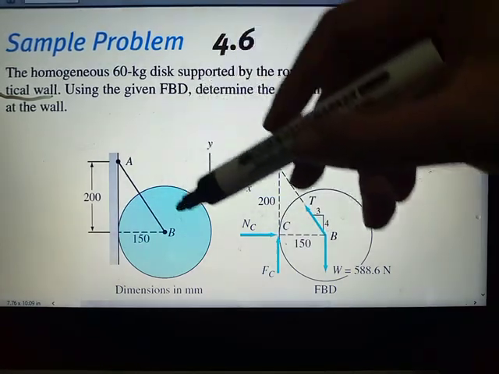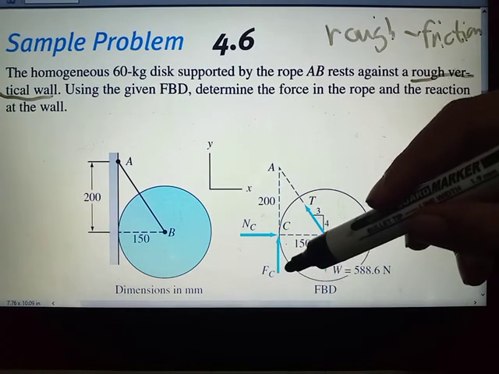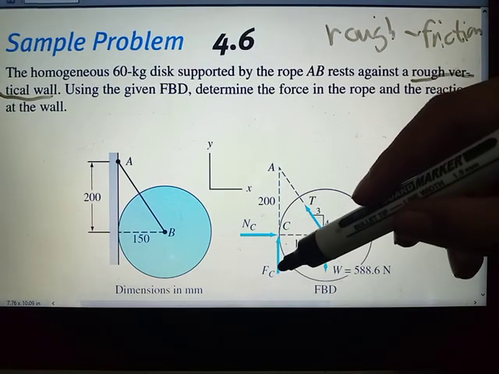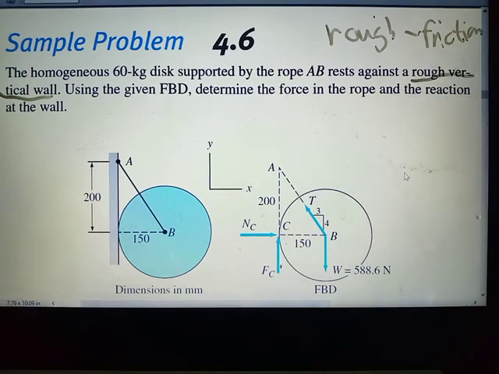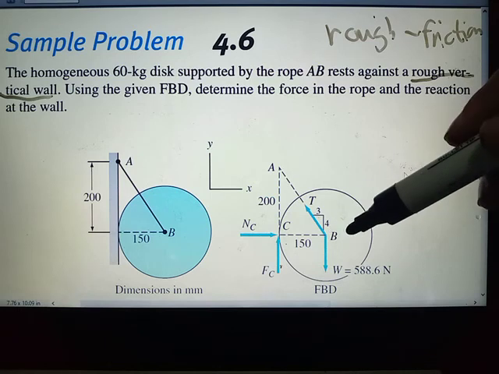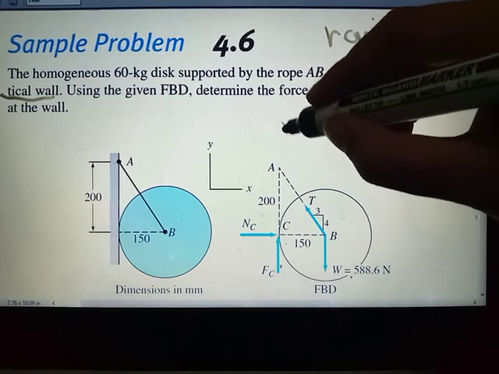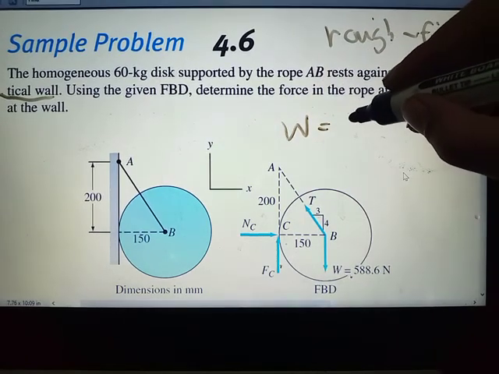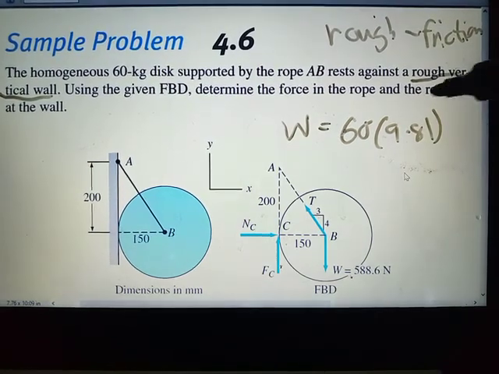Since this ball is impending down, the direction of your FC is assumed to be upward, because this disc is more likely to go downward. And then we have the W. It's not written here, it's 60 kilogram times 9.81. That's how you do it. It is equivalent to 588.6 Newton.